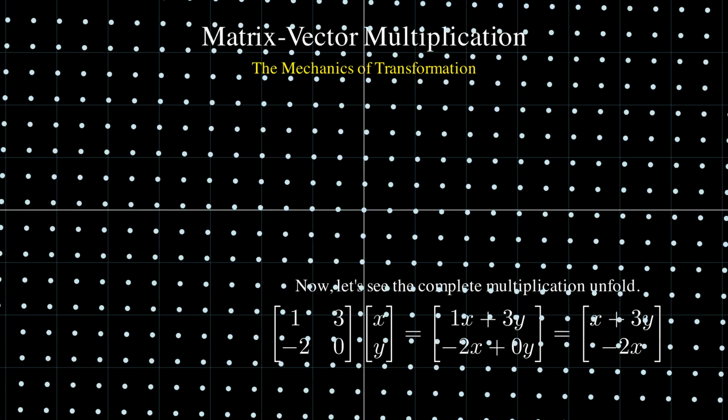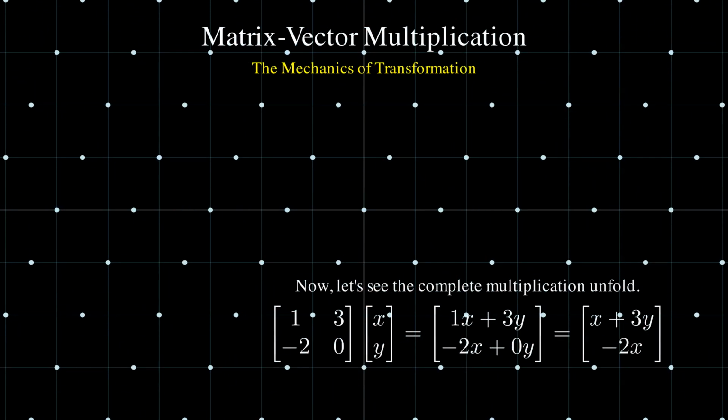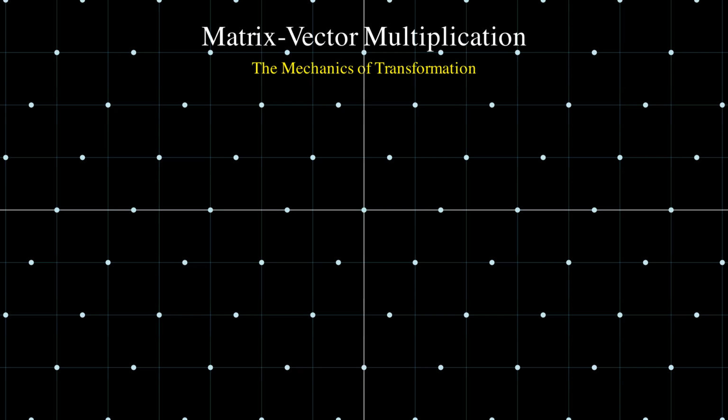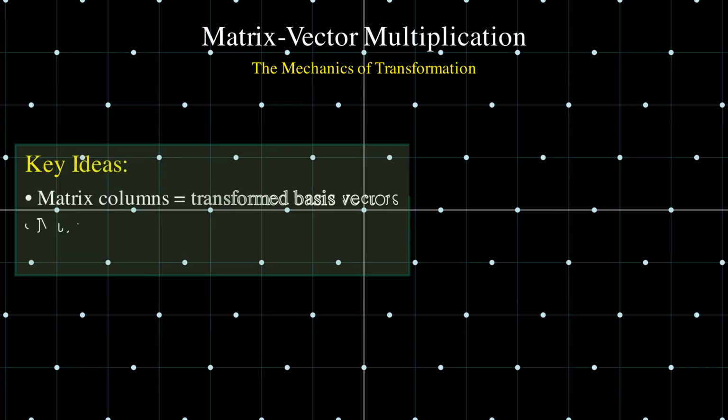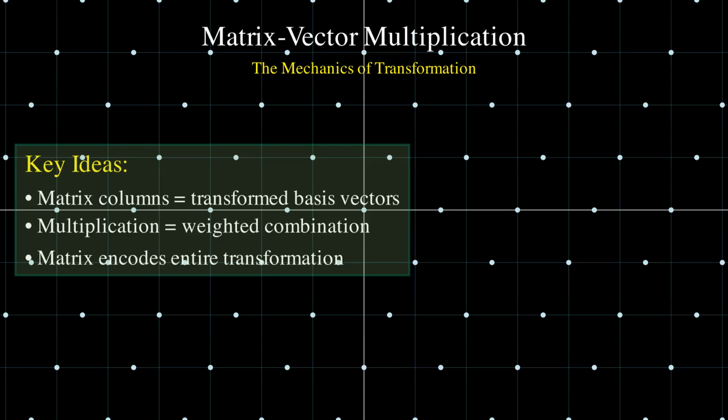Let's see this in action. The matrix multiplication tells us exactly where each vector lands under the transformation. Matrix vector multiplication is just a weighted combination of the matrix columns, which are our transformed basis vectors. And that's the beauty of matrix vector multiplication. It's not just a computation. It's the transformation itself.